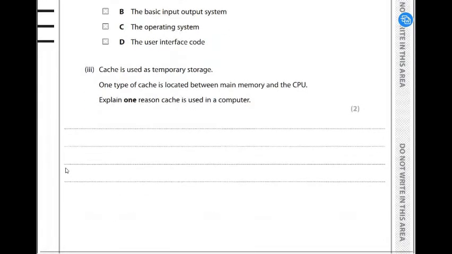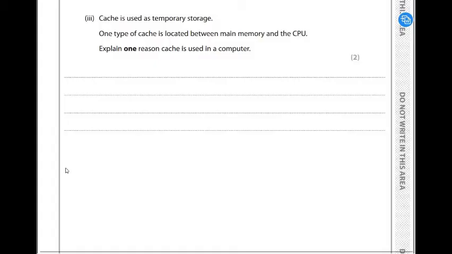Right, next one. Cache is used as temporary storage. One type of cache is located between the main memory and the CPU. So we need to explain one reason cache is used in a computer. You get 2 marks for any of the following. You can say cache makes up for the difference in speed of 2 devices because it's very high speed memory. That would get you 2 marks. Another answer that would get you 2 marks would be cache is high speed memory which acts as a buffer between a faster and a slower device.